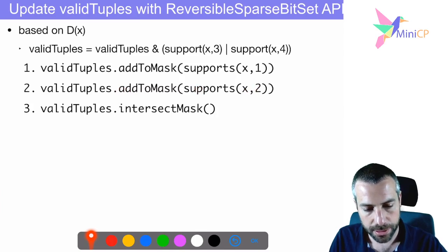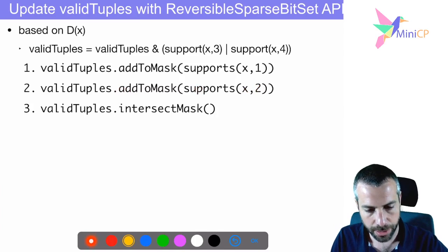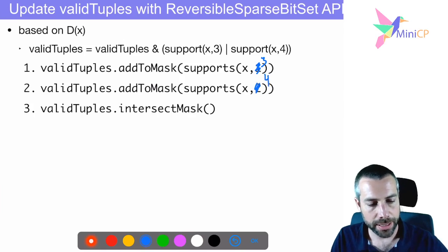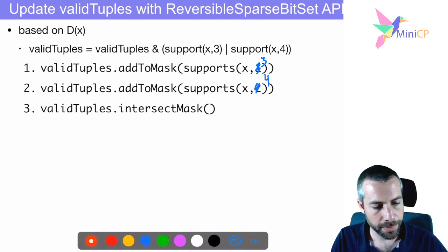So what you get is, oh, sorry, there is a typo here. So you add to the mask the support of X3 and you add to the mask the support of X4, like this. And then you do the intersect mask. Okay, and so this is the way you update the valid tuples.